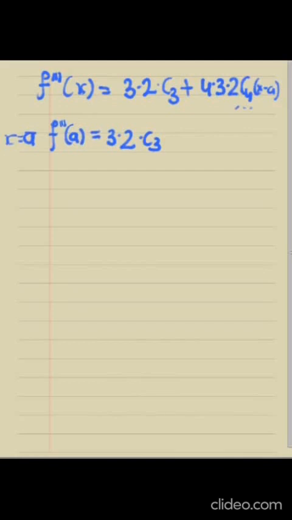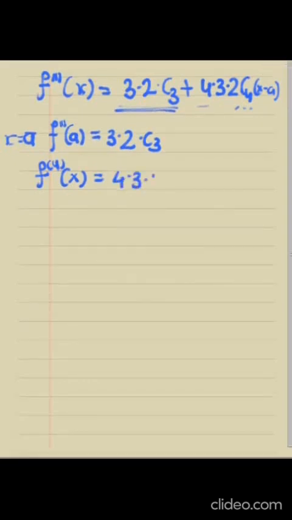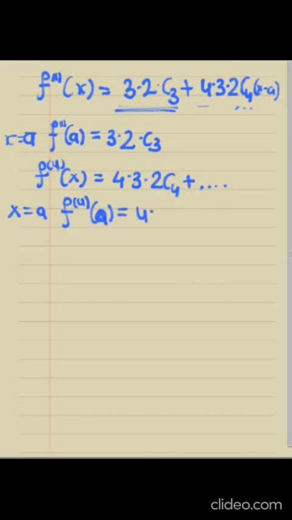Let's go ahead and find the fourth derivative of our function f of x. So f fourth derivative of x equals, when you differentiate this, this becomes 0, and we have 4 times 3 times 2 c4, plus the rest of the terms. Evaluating at x equal to a, we have f fourth derivative of a equals 4 times 3 times 2 c4, and that's it. There are no terms after this.